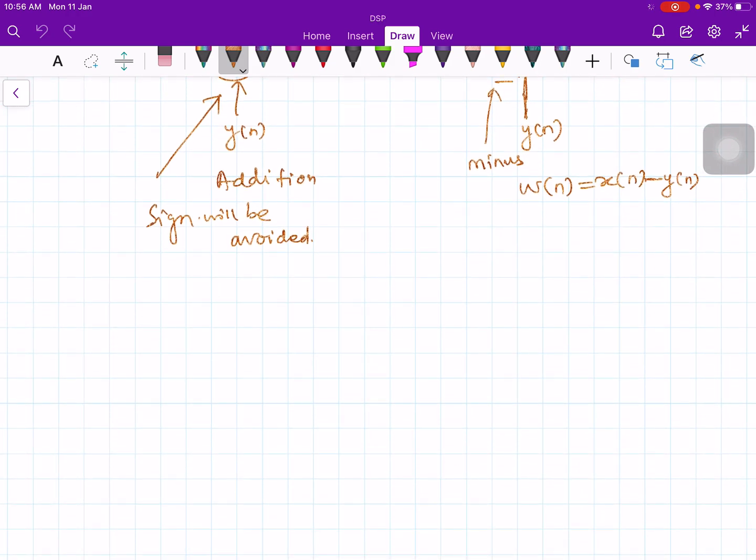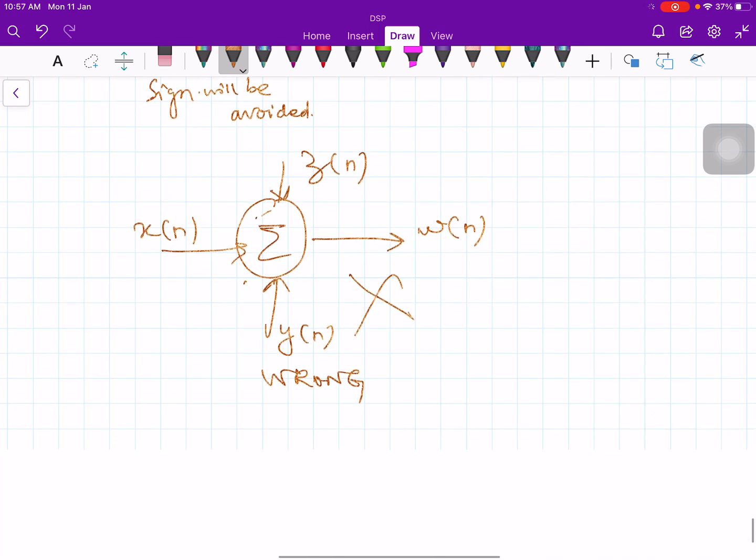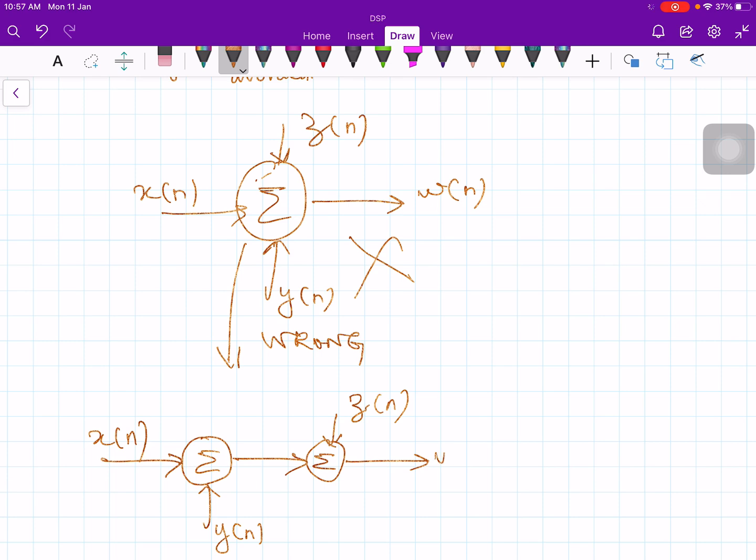So one more point that needs your attention is, in digital signal processing, as you know, in digital hardware, we cannot add more than 2 numbers at a time. If somebody writes like this, it is wrong. At a time you can add only 2 signals or 2 numbers. You cannot write x of n, y of n, and z of n equal to w of n. You should not write like that. This is wrong. Then how do you write this? What you do is, you put one adder, x of n, y of n, then you put one more adder, you put z of n here, and then you'll get your w of n.